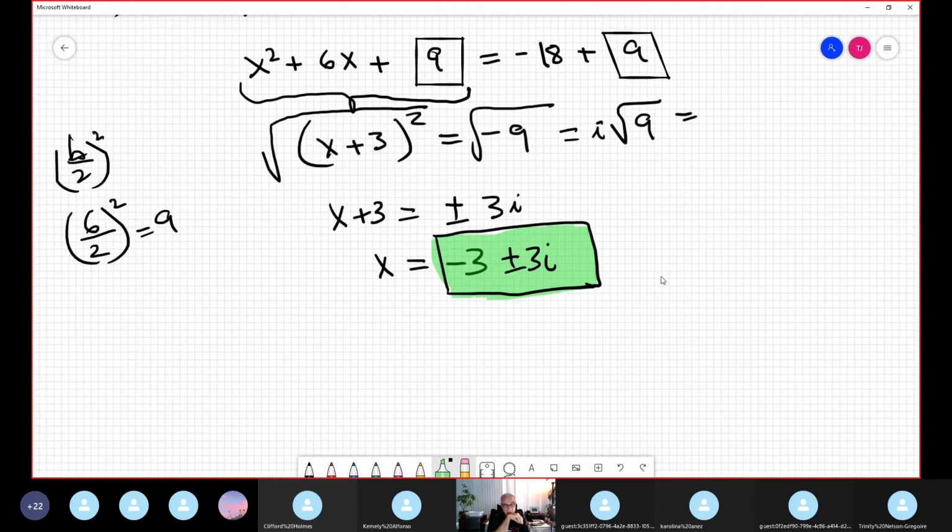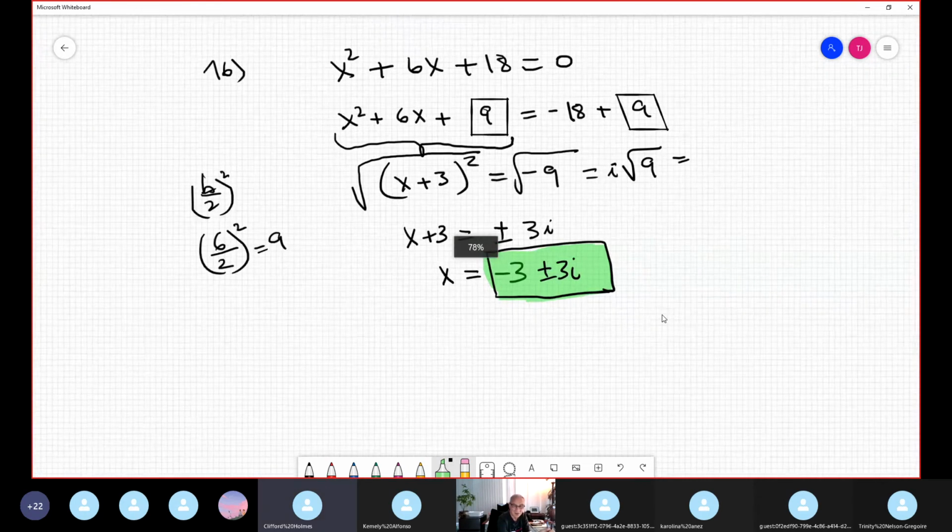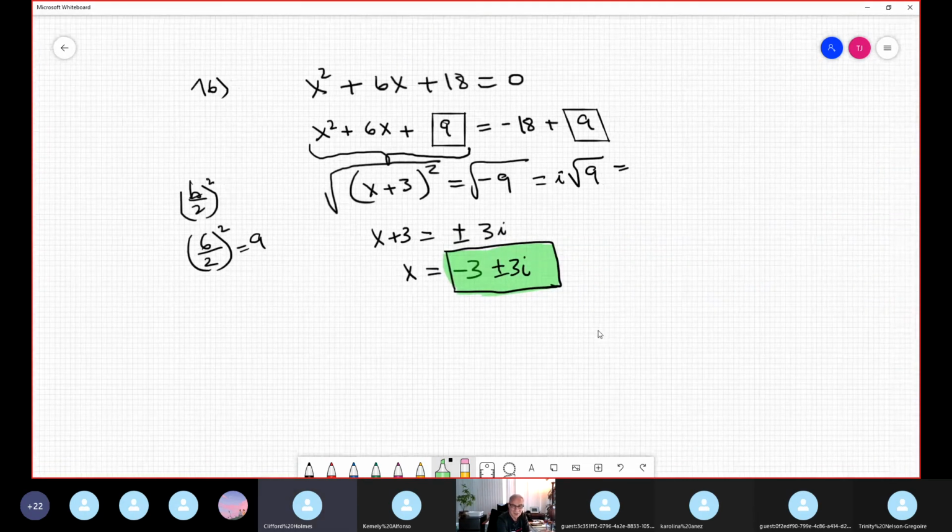Strong enough to solve any problem of completing the square? It's the same procedure. It's the same. Go ahead. When it's x plus 3 equals plus or minus 3i, where did you get that? Can you explain that step?